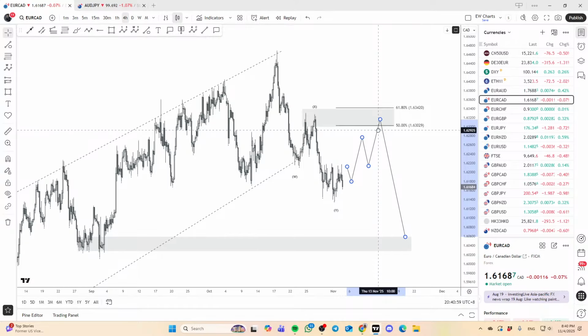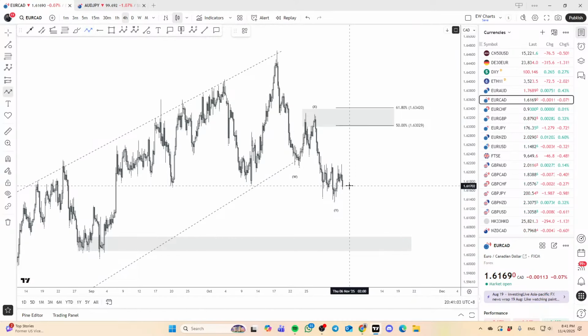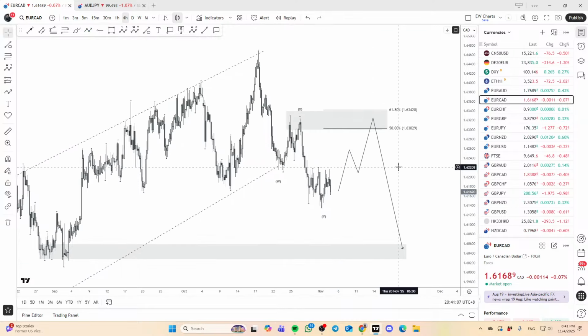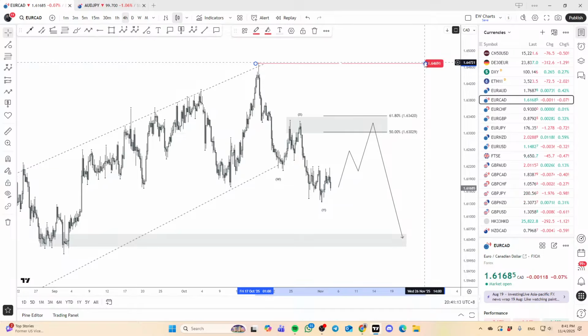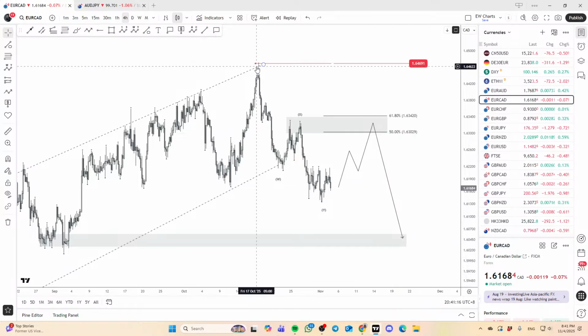Okay, so if you want to extend this, it would probably be more like something like this, right? Okay, but the directional focus on EuroCAD is pretty straightforward. We'll be looking at downside as long as this high is going to remain intact. You're going to be bearish focused, right?